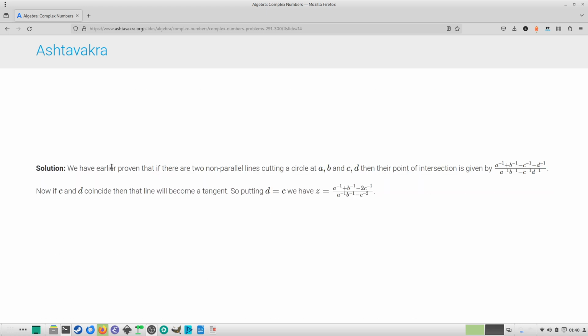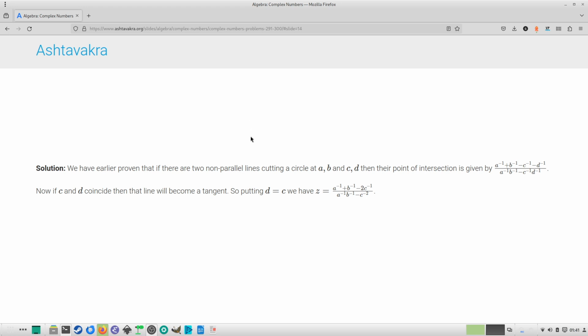So earlier we have solved a problem where two non-parallel lines cut the circle at A, B, C, D and their point of intersection was given by (A inverse plus B inverse minus C inverse minus D inverse) divided by (A inverse B inverse minus C inverse D inverse). So now in this case, C and D will coincide.